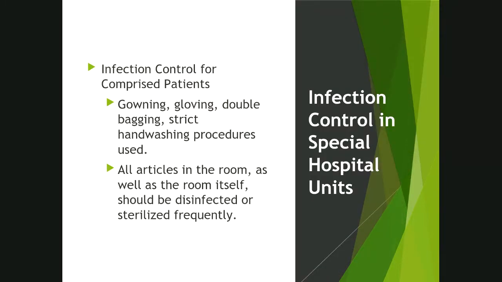So infection control in special hospital units. With compromised patients, a strict gown, glove, double bagging, and strict hand washing procedure is used. All articles in the room as well as the room itself should be disinfected or sterilized frequently. So basically we go in with the equipment we're going to use, we dispose of it. The only thing we'll walk out with is the tube from our patient and the biohazard bag.